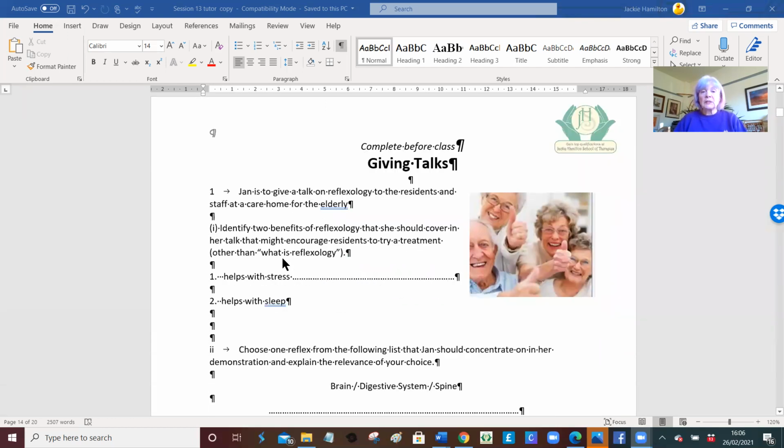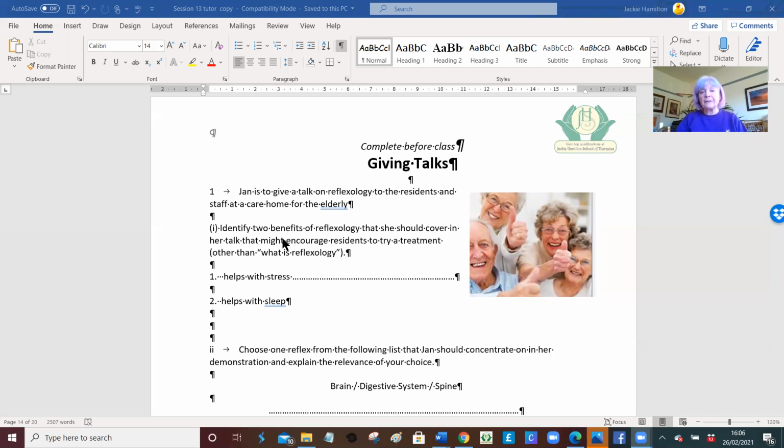We've got giving talks, and this is Jan, who's giving a talk on reflexology to the residents and staff at a care home for the elderly. So she needs to pick a couple of things to talk about that particularly apply to care homes. So 2 benefits that she could talk to them about. So have a think. You've got the residents and also listening are the staff as well. So imagine working in a care home and what reflexology could do for you and living in a care home.